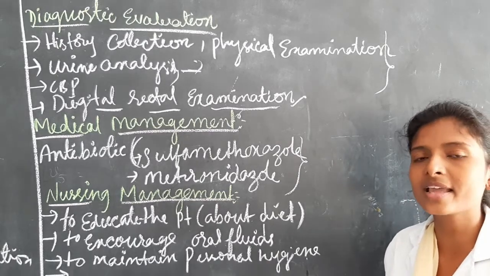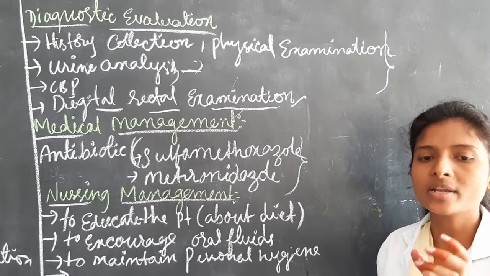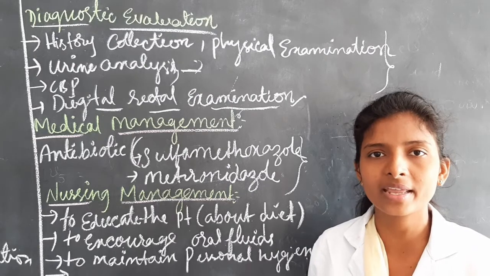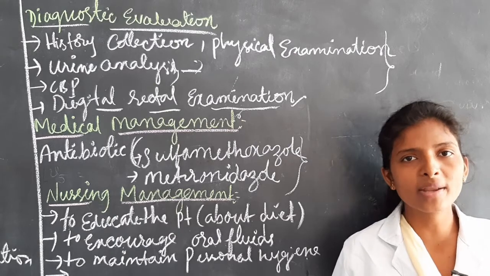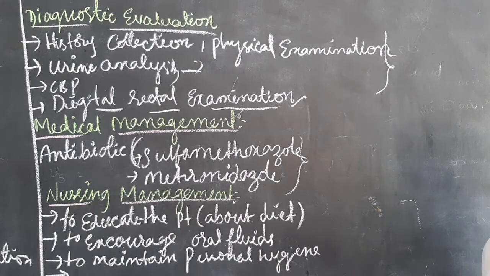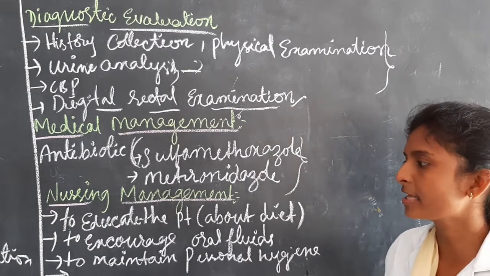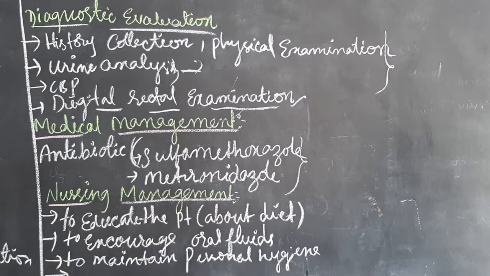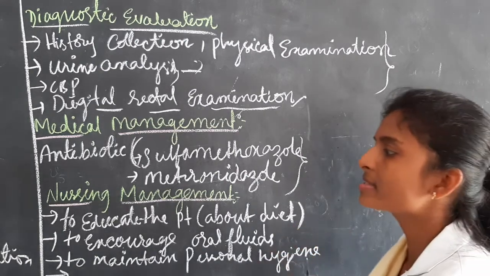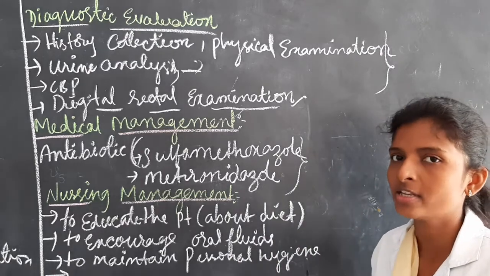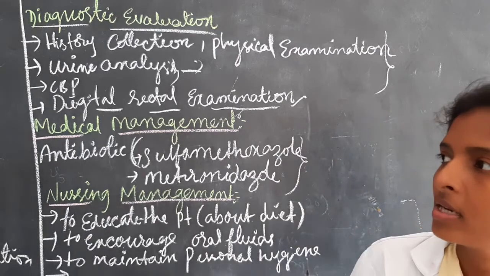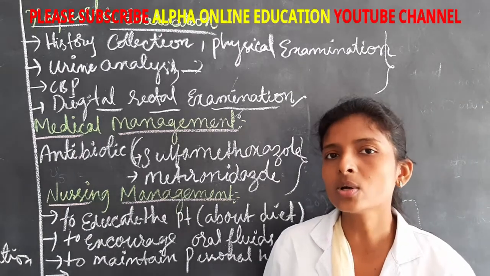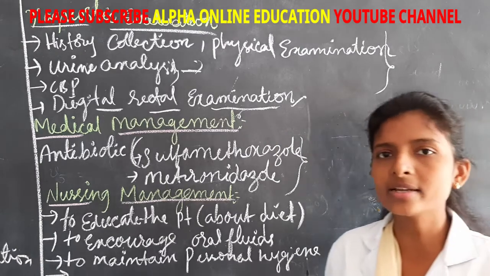Next, the nurse has to tell the patient how many times they have to take medicine per day, how long they have to use it, and after how many days they have to come for regular checkup. The nurse has to explain that to the patient and their family members, and also about diet pattern and sleep pattern. Those things the nurse can tell the patient in the hospital. That we have seen in nursing management. So till now we have completed the urethritis topic.